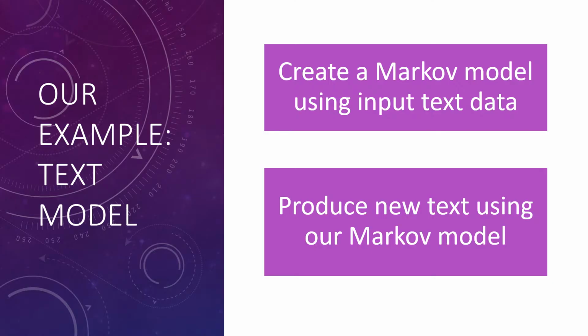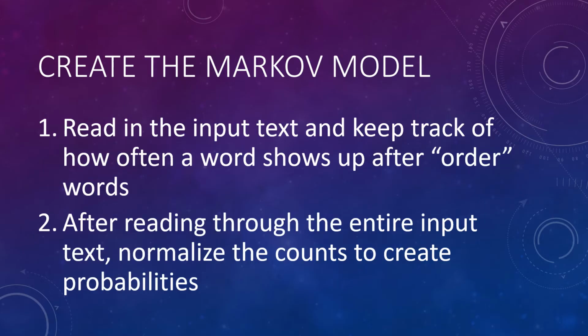In our example, we will first generate a Markov model using input text data. After we finish processing the input data, we will use the model to produce some new text. To create our Markov model, we will read the input text and keep track of how often a word shows up after an order number of words. After reading in the entire input text, we normalize the word counts to create probabilities.